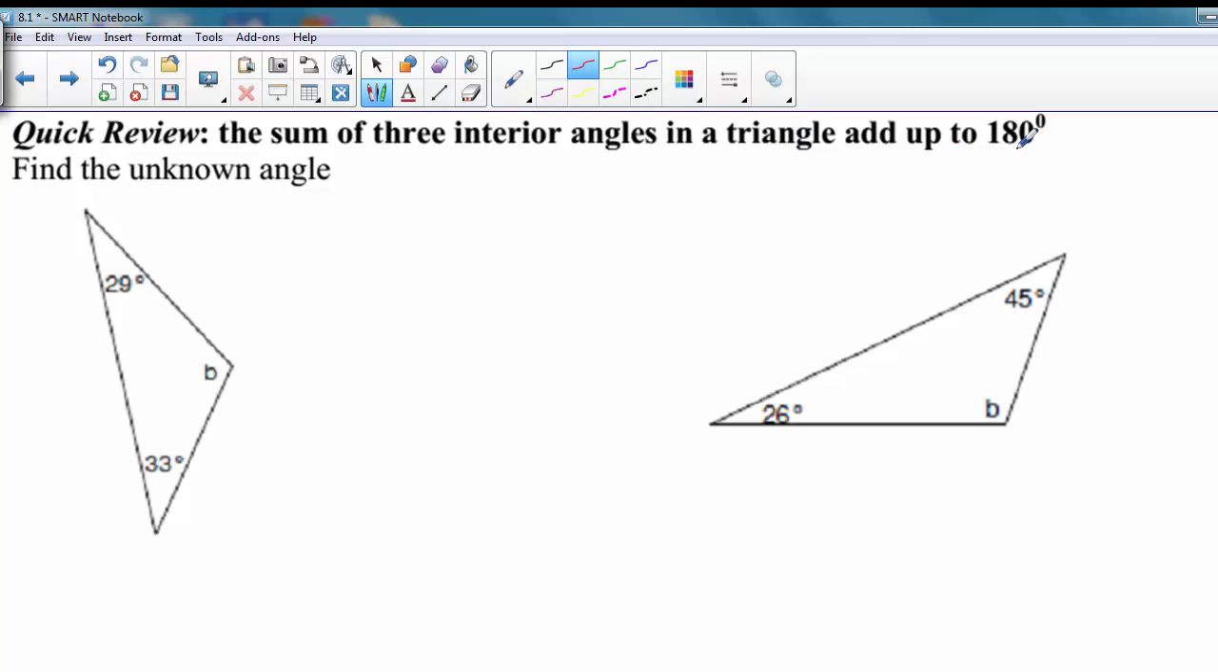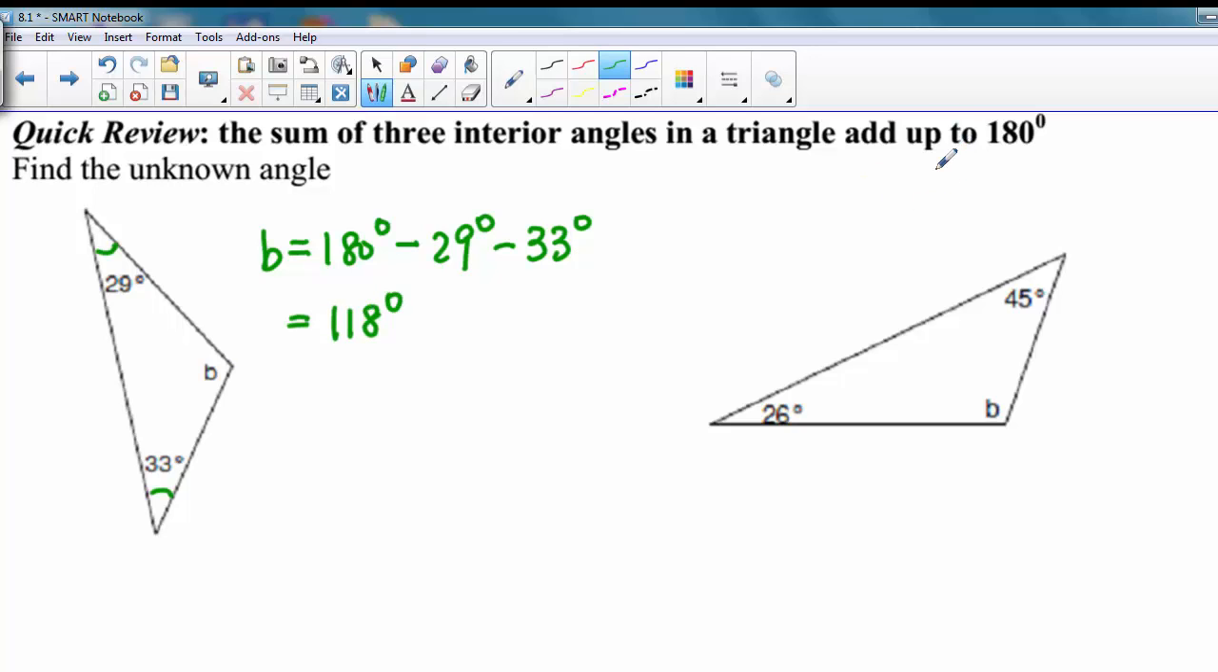So the second review is, in any triangle, the sum of three interior angles always add up to 180 degrees. Based on this fact, let's find the missing angle in both of these two triangles. I know this angle is 29 degrees. This angle is 33 degrees. I want to find the missing angle B. So since these three angles add up to 180 degrees, I can use 180 degrees, take away 33 degrees. The remaining value is the missing angle value. So 180 degrees minus 29 minus 33 degrees, the missing angle is 118 degrees.